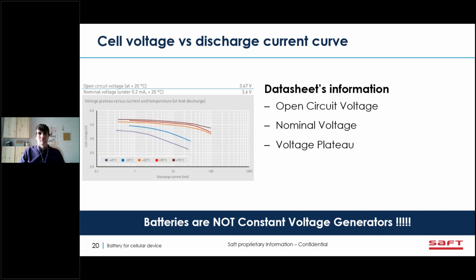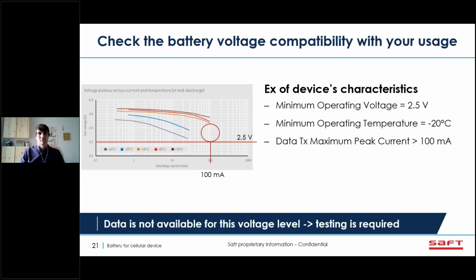So if I want to check, for one application, whether I have a minimum operating voltage of my electronics of 2.5 volts, and I want to deploy my device outside in Europe in winter, it can go down to -20 degrees Celsius, and my data transmission maximum peak current is 100 milliamps. If I look at the graph in my datasheet, I will see quite quickly that over 2.5 volts for 100 milliamps, I don't have any data in the graph. So I will need to test it.